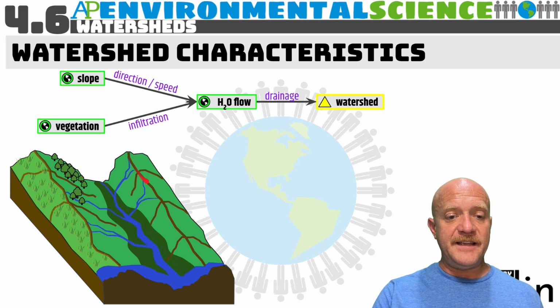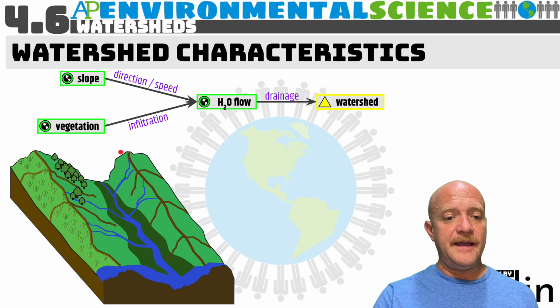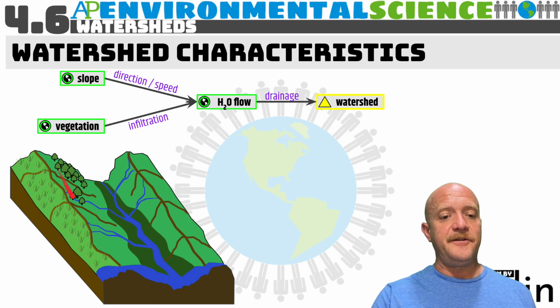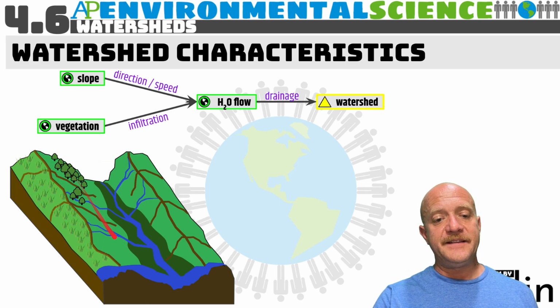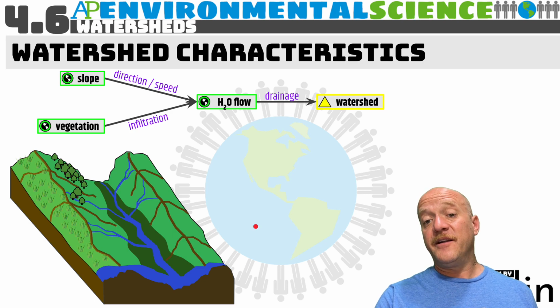Now you have these areas up here, like you can see this little line and this little line. These are going to be divides. This is going to be basically one watershed between, like, in this valley. This water is going to go and be part of a different watershed.